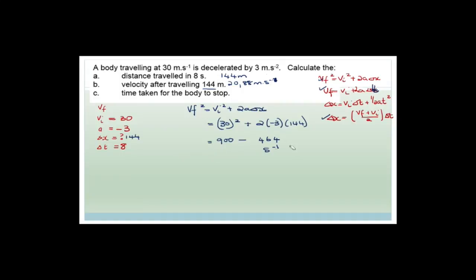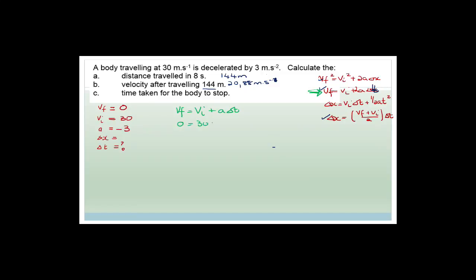So let's again start with this. And what do we have? The only thing we have is that the initial velocity is 30, the acceleration is minus 3, the final velocity is 0, and we want to know the time taken. So now let us look at our equations. We want something that's got VF, VI, a, and gives us t, and this equation here would work. So we've got VF equals VI plus a delta t. The final velocity is 0, the initial velocity is 30, plus minus 3 delta t.